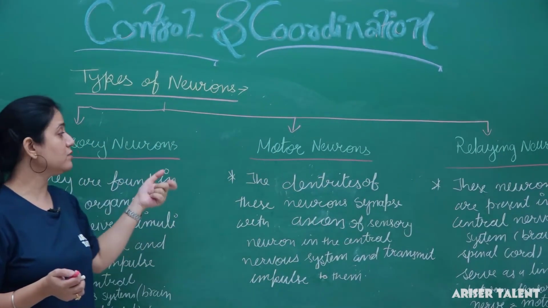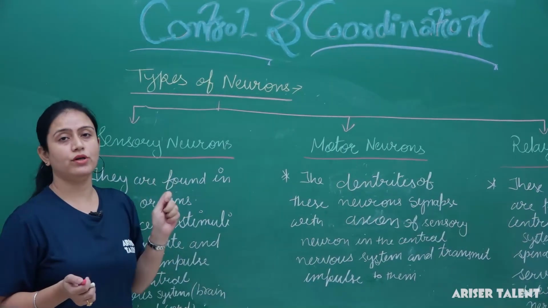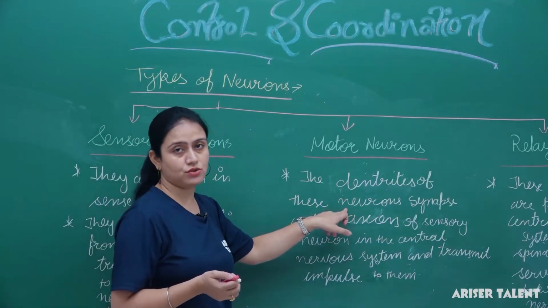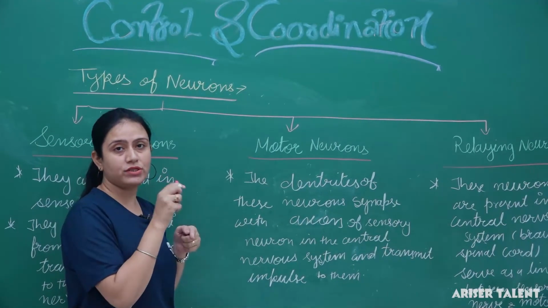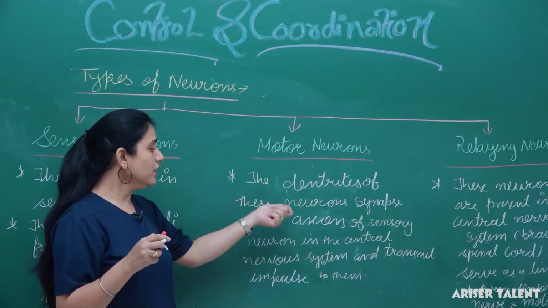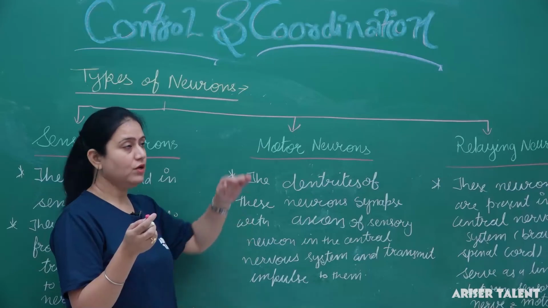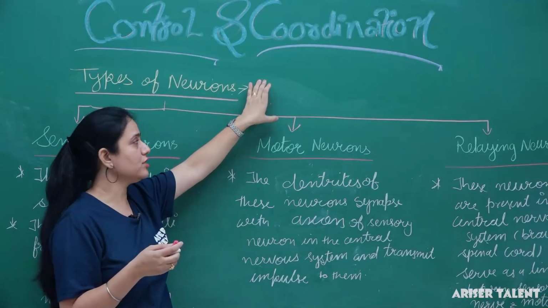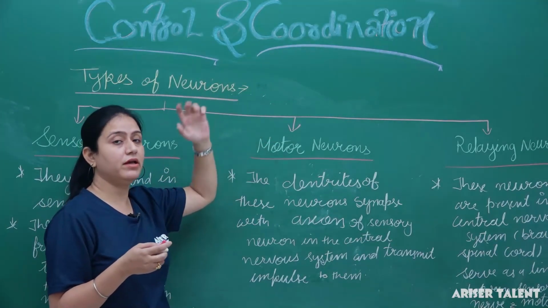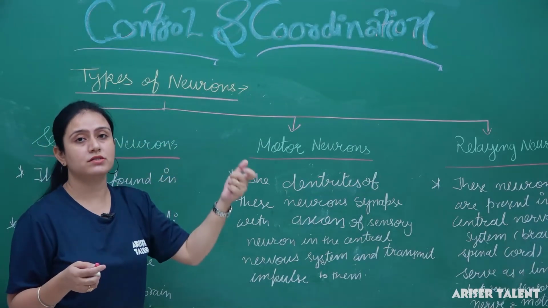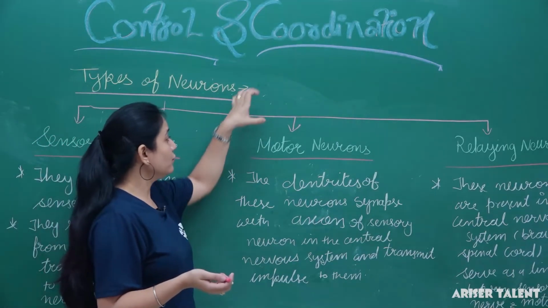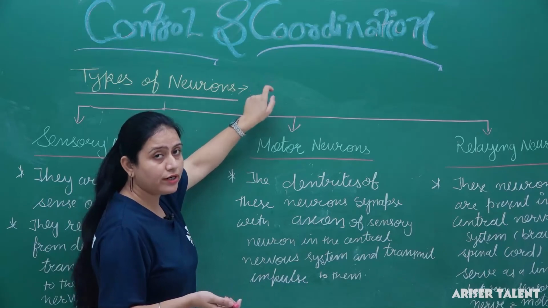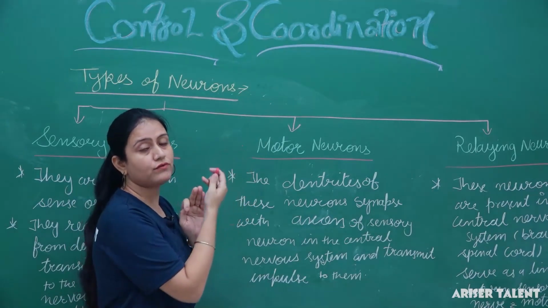Here is the motor neuron. As I told you, every neuron has three parts: dendrite, cell body and axon. The dendrites of these neurons synapse, meaning there is a gap between the two nerves, with the axon of the sensory nerve. As I told you, two nerves are not directly connected with each other, but there is a gap between them. And in my previous lecture I also told you the process of passage of impulse. So the dendrites of these neurons come in contact with the axon of the sensory nerve.